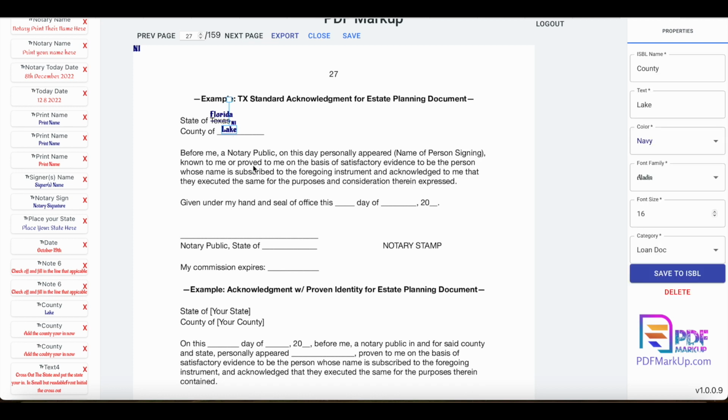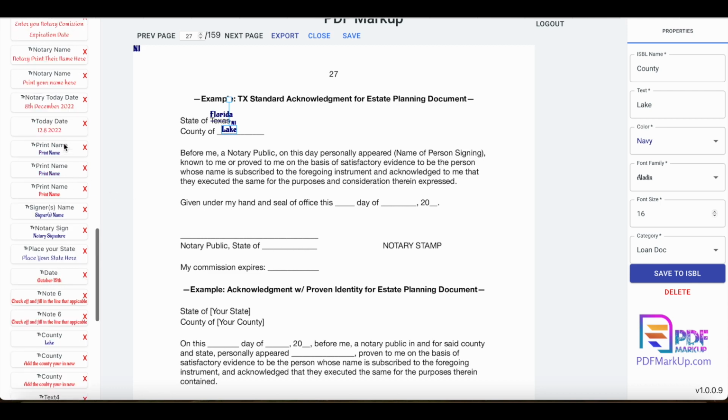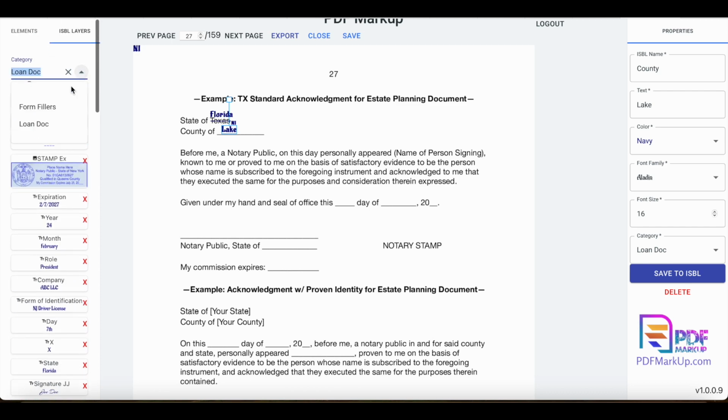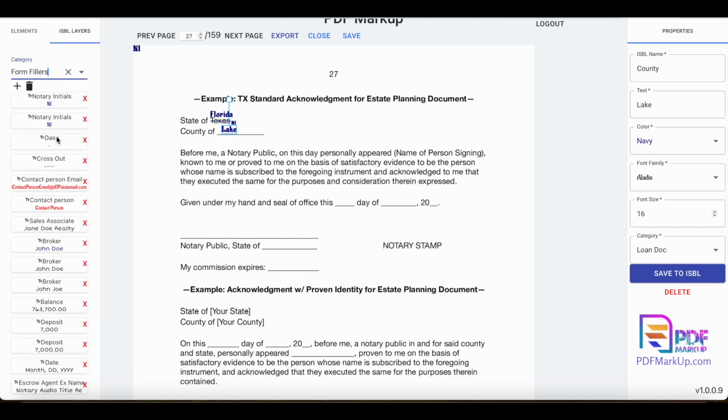Okay. Now it says, before me, a notary public on the day personally appeared, name of person signing. So the name of the person signing, you would fill into that box here. Okay. This is just a trick to get you to learn. It'd be John Doe. It'd be a line there.